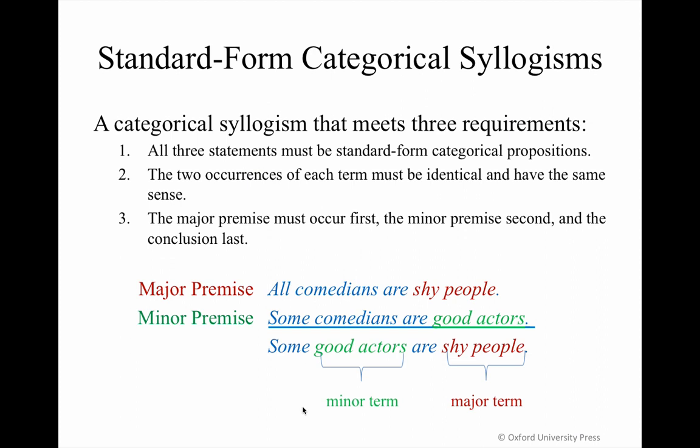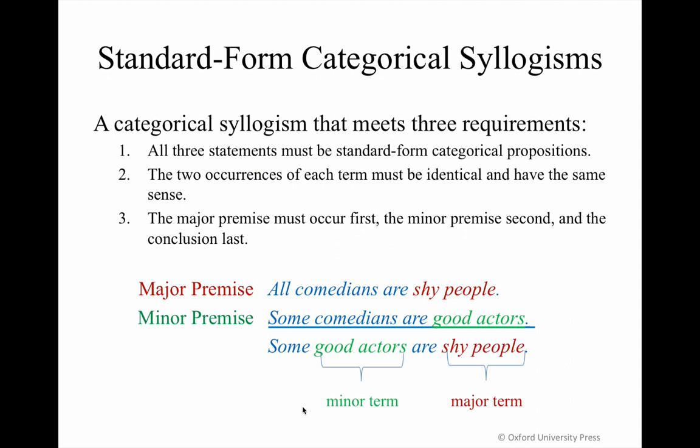In addition, you want to make sure when you're putting your argument in standard form for the categorical syllogism that your major premise is first. Your major premise contains the major term. The major term is the predicate of the conclusion.